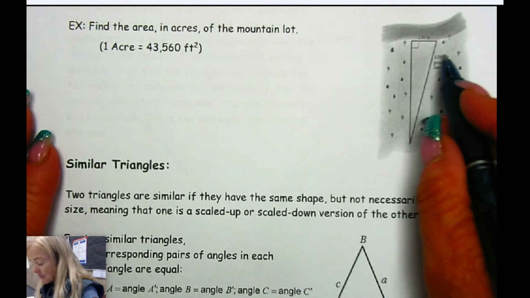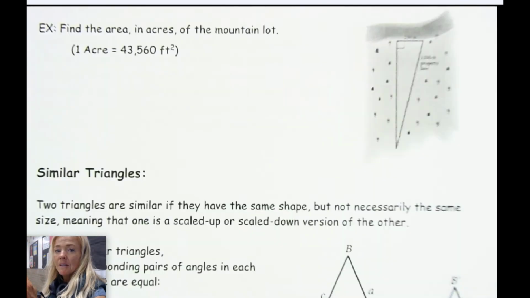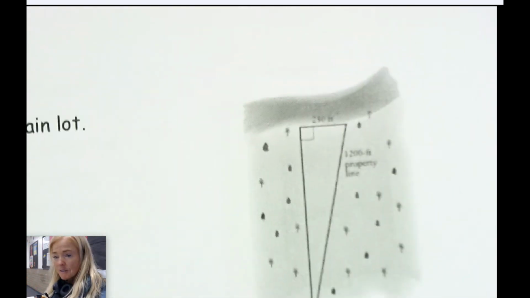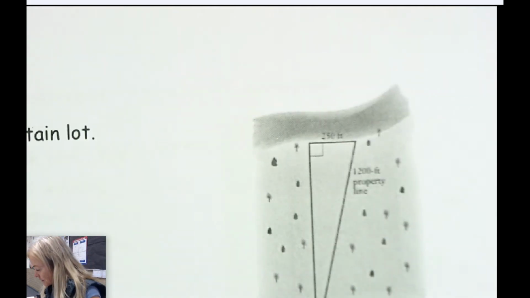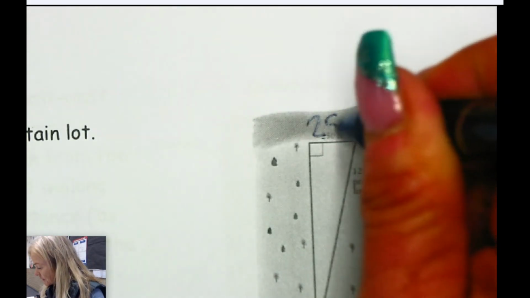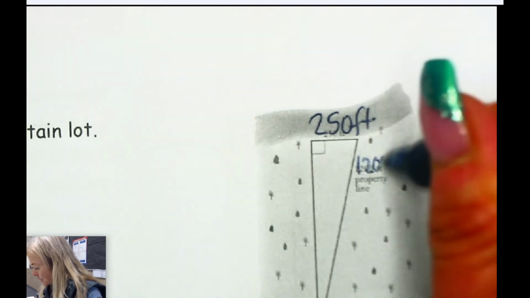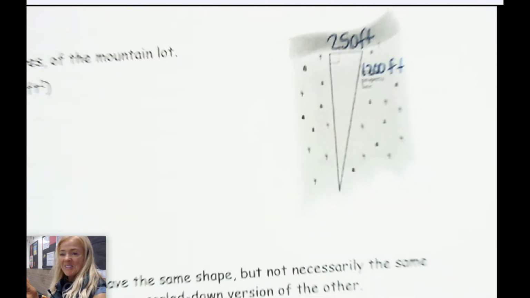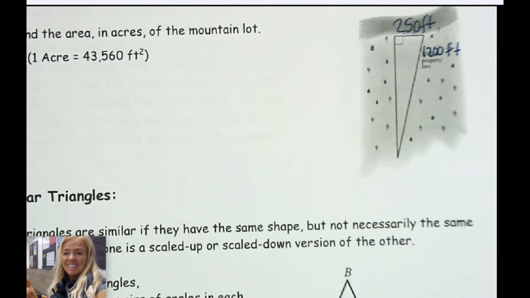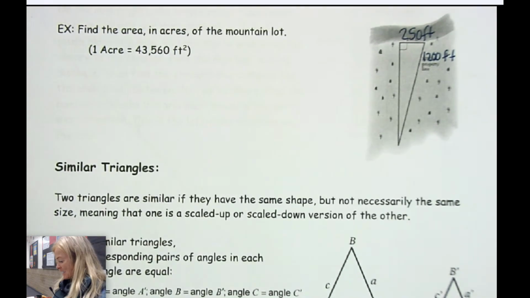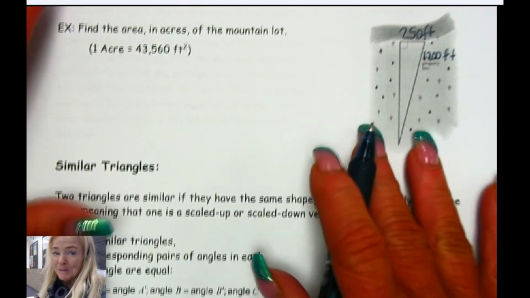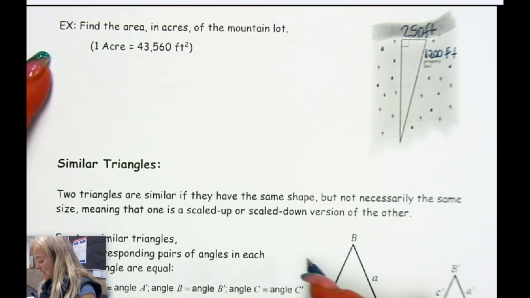What is that, 250? 250 feet? And then a 1,200 foot property line. All right, so that's what we have in measurements. I hope that's what it is. If it's not, then that's what we're going to make it for now. We'll do the problem like that. It's just for you to see an example of the homework.